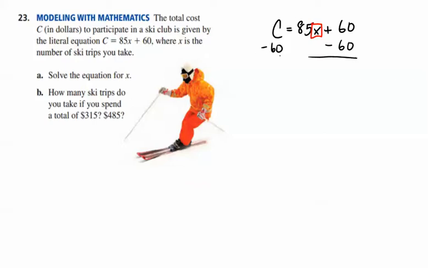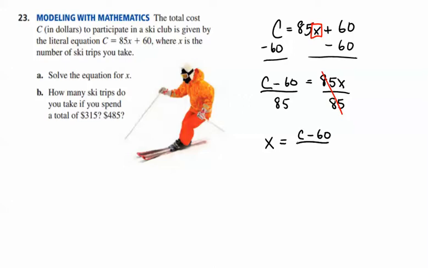When we do that, we end up with C minus 60 is equal to just 85x, and then following that, we can divide by 85 on both sides. So we end up with, of course, lots of things canceling there, and we get x is equal to C minus 60, divided by 85.